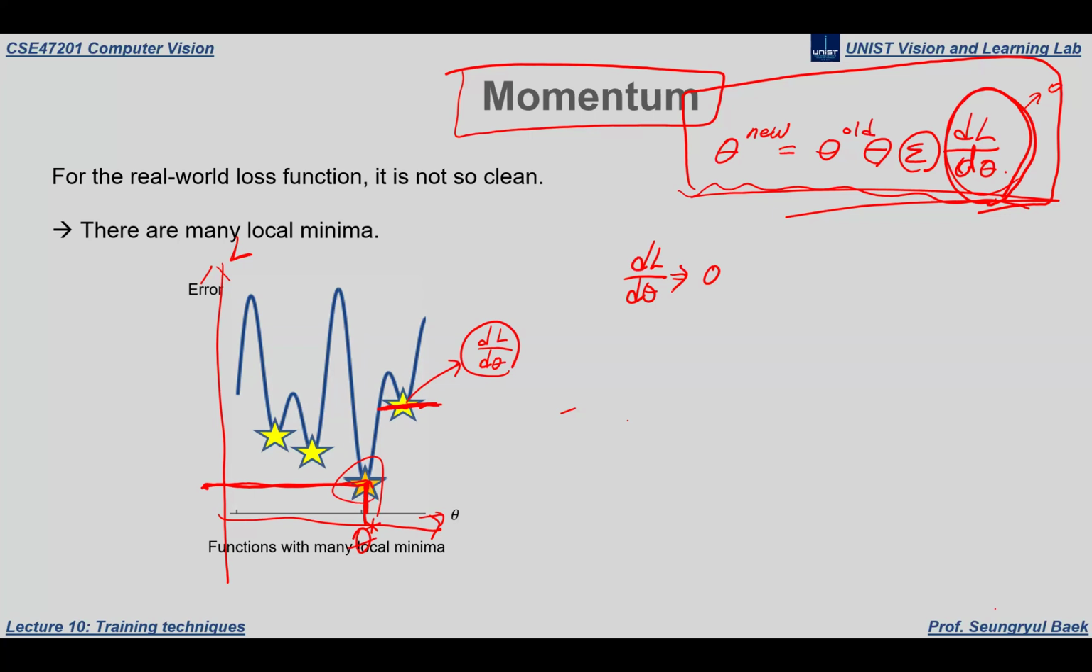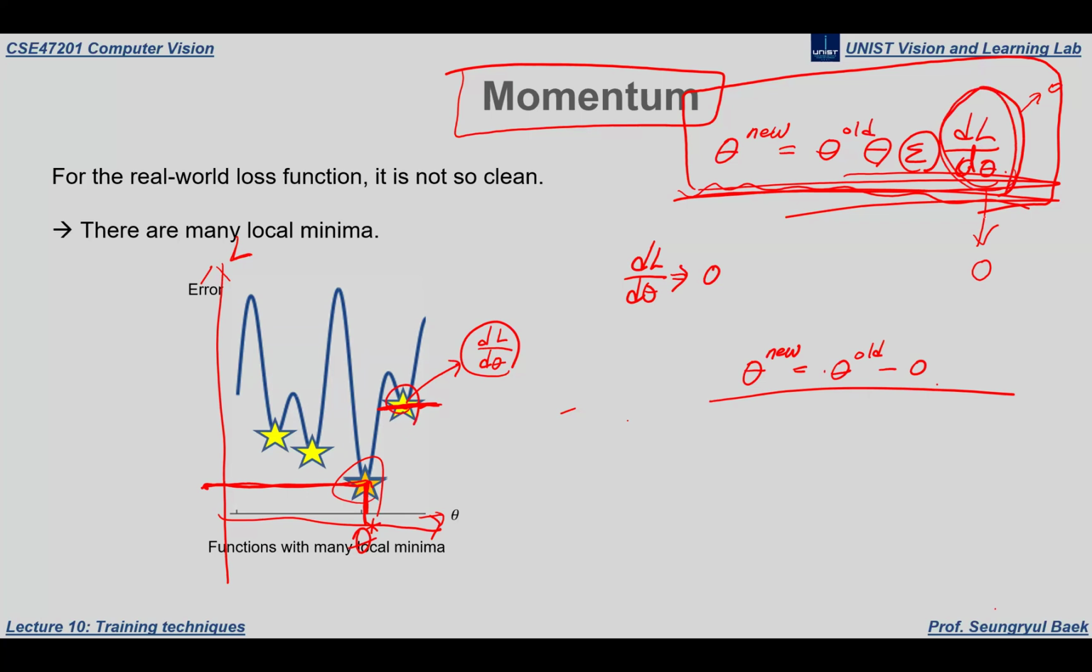Okay. And then it can immediately stop there, because using this formula, if this dL/dθ becomes exactly zero, then using this formula, θ_new stays the same forever. There's no way to escape from this point that has exactly zero values for dL/dθ. Are you guys understanding this?